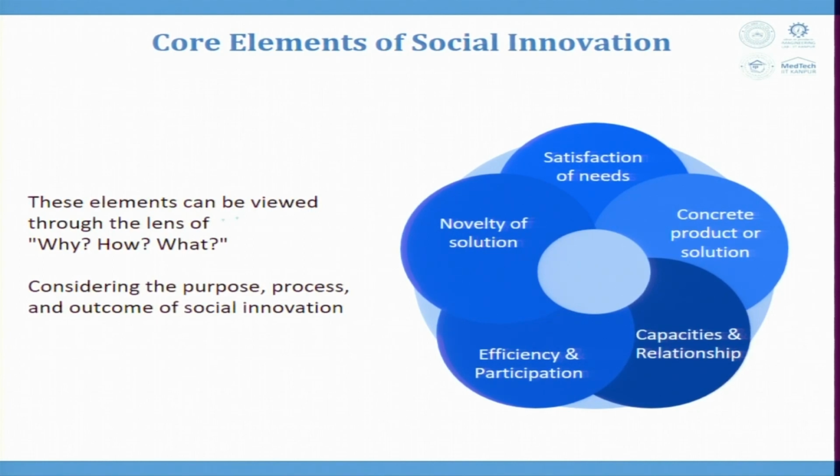The elements can be viewed through the lens of why, how and what. Why is this happening? How is this happening? What is happening? You can try to ask these questions and always try to find out the root cause. So, why, how and what are the 3 questions. You have to use these 3 lenses to identify the problem, considering the purpose, process and outcome of the social innovation.